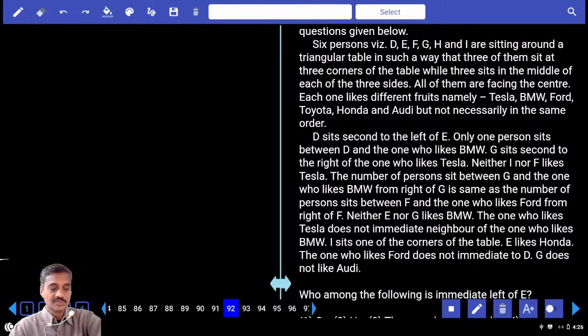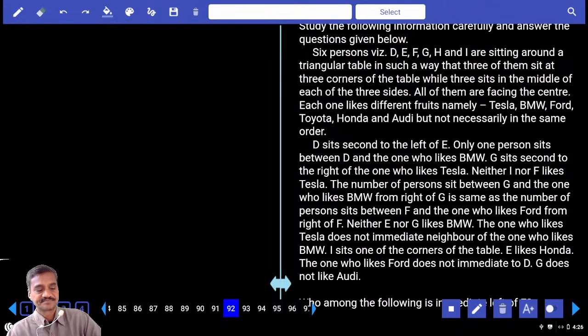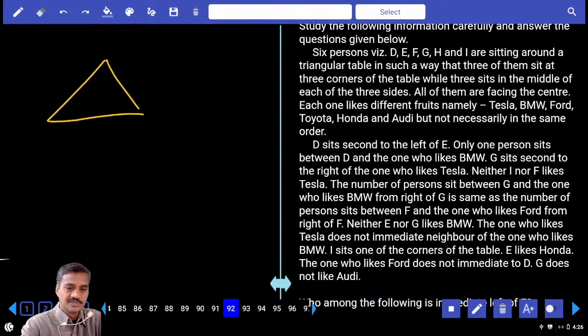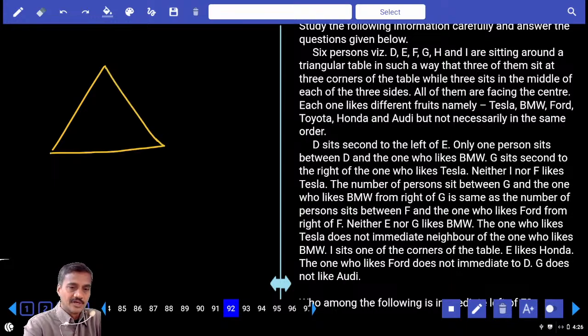Then 92 onwards, now it is based on a triangular table. Now in this triangular table, how many persons are there? 6 persons are there. These 6 persons are seated around this triangular table, wherein 3 persons are at the corners and 3 at the centers. And all the persons are facing towards the center.